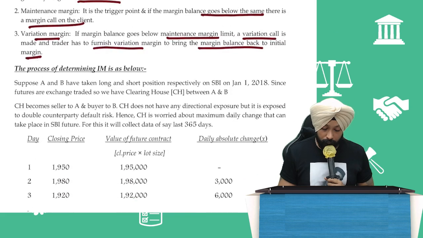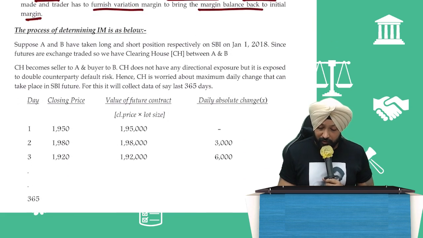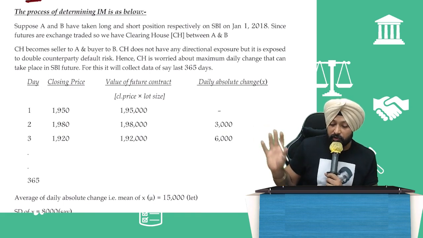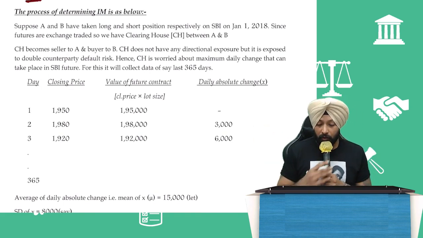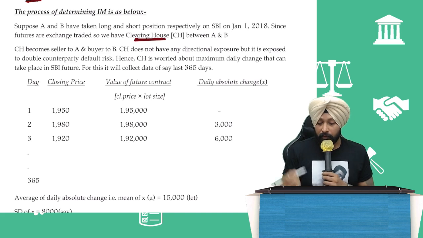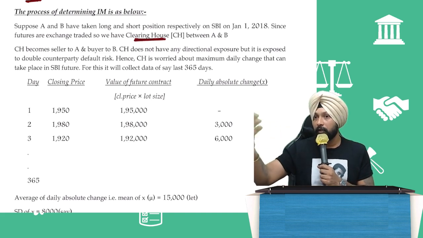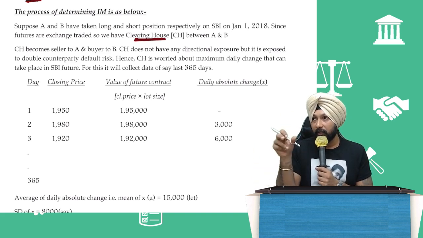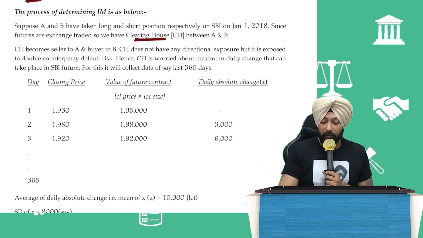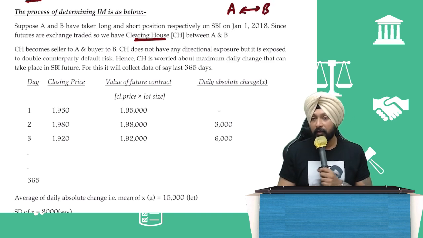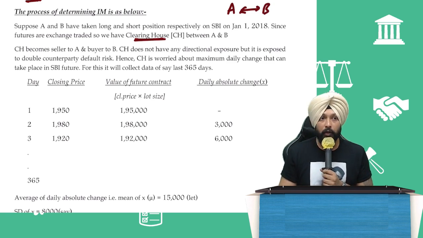Now, how this margin is determined, guys, I have given a detailed analysis, just giving you a small understanding. There is something called the clearing house. The clearing house is basically responsible to make sure that nobody can default. So between a long and a short, there is a clearing house. You understand one thing, right? When a trade is done between A and B, one person will always be happy and the other person will always be sad, because one has taken a long position, the other has taken a short position.